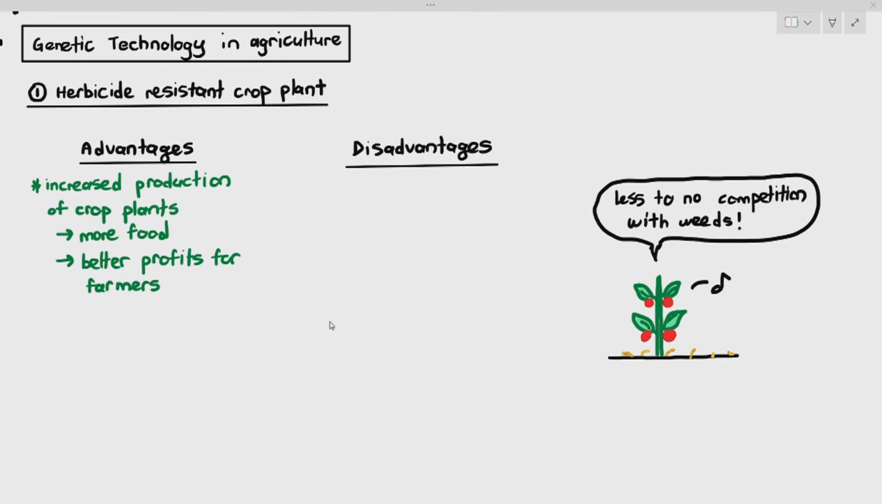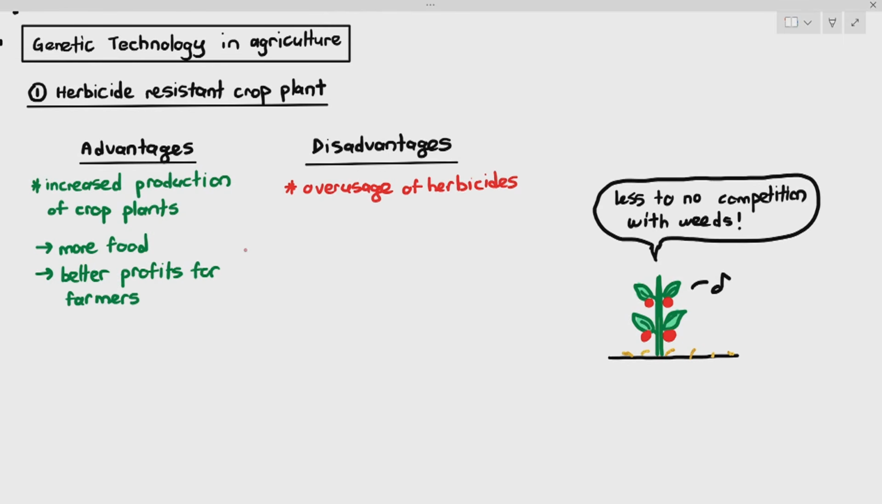But there are some disadvantages here. The disadvantage that you must also know is farmers will tend to overuse herbicides. They get a bit too trigger happy with the herbicides because the crop plants are not going to be affected by the chemicals, so farmers just go all out spraying a lot of herbicides into the farmland. Now you might be thinking, why is that such a big deal? Because we are killing the weeds, that's what we want to do, so the more herbicides we spray, the better.